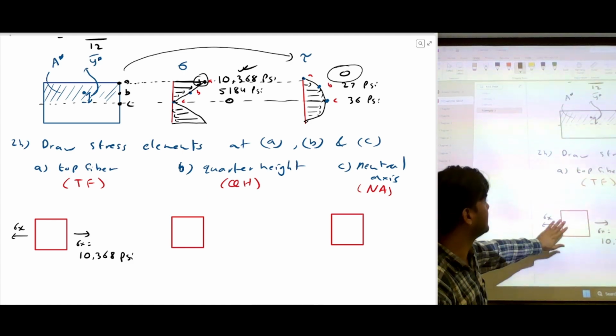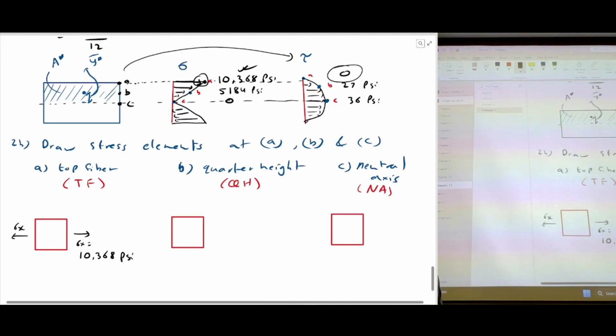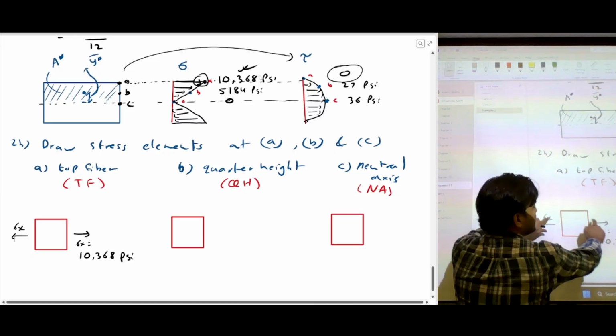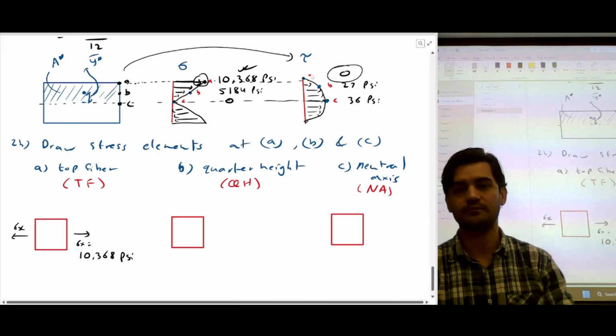So this is the stress element at point A at the top fiber. You can see the axial stresses. The axial stress is in tension, and the magnitude of that axial stress is 10,368 psi. And the shear stress at that point is zero, so no shear stresses.